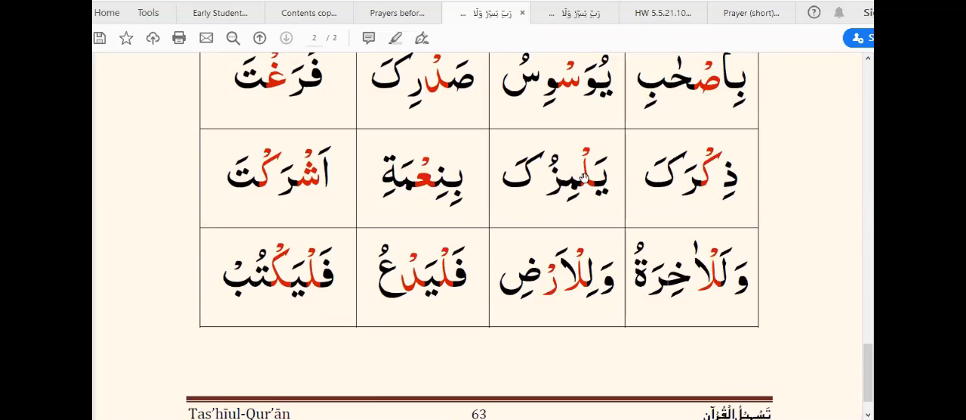Over here we have letter Lam with a sukoon. We're going to join letter Ya with Lam. Yalmi. Zuka. Yalmi Zuka. Well done. Letter Ain with a sukoon. Letter Noon before it. Binir Mati. Well done. Letter Sheen with a sukoon and letter Kaf with a sukoon. Ashrakta. Well done. MashaAllah.